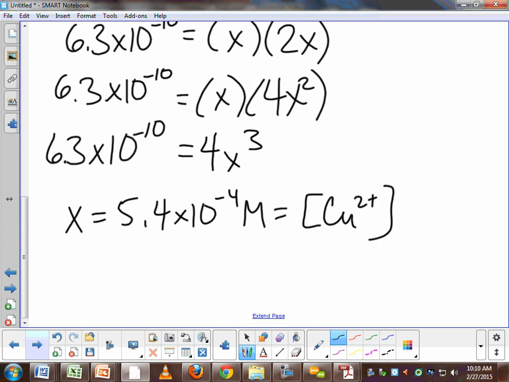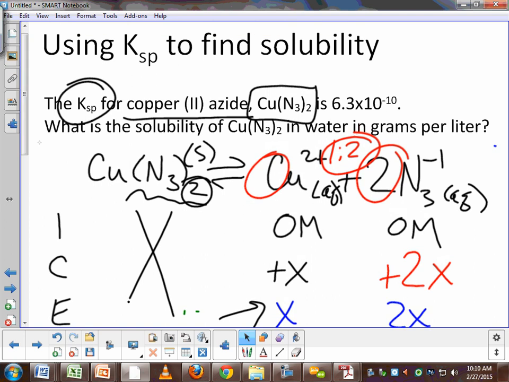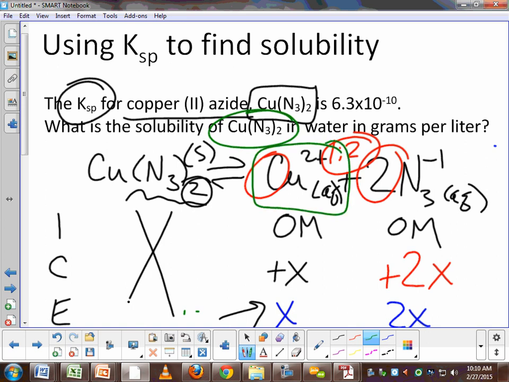Now, we don't have to do a check on this because we didn't have to make any kind of assumption here. So that's not going to be part of finishing this problem. Now we simply have to actually answer the question. The absolutely enormous point here is that the question, if we go back and look at it, says, what is the solubility of CuN32?